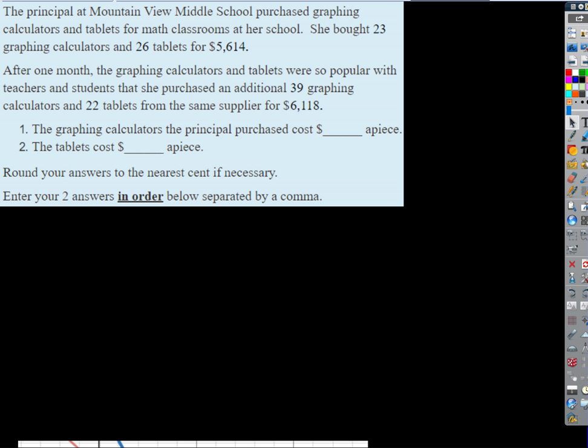Okay, we have a situation here where this is the kind of problem we can represent with a linear system, right? A principal at a middle school buys 23 graphing calculators and 26 tablets for $56.14, right?